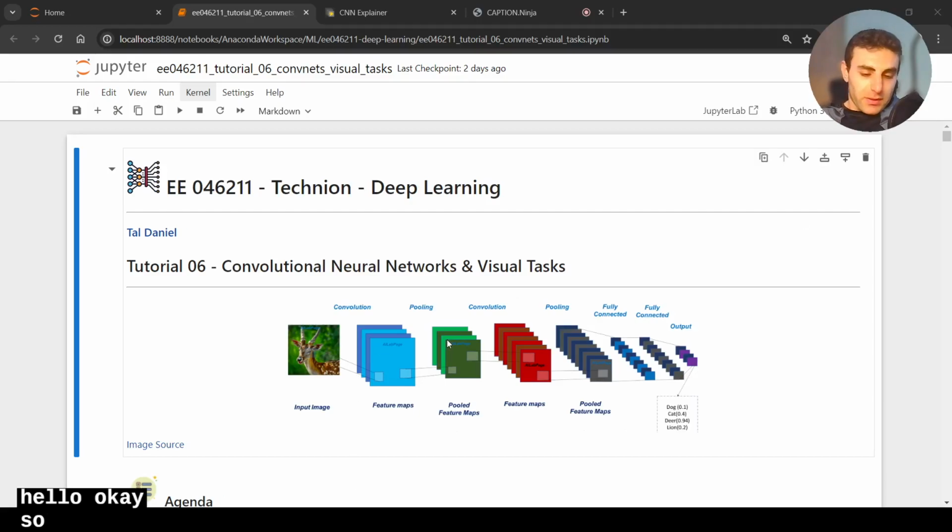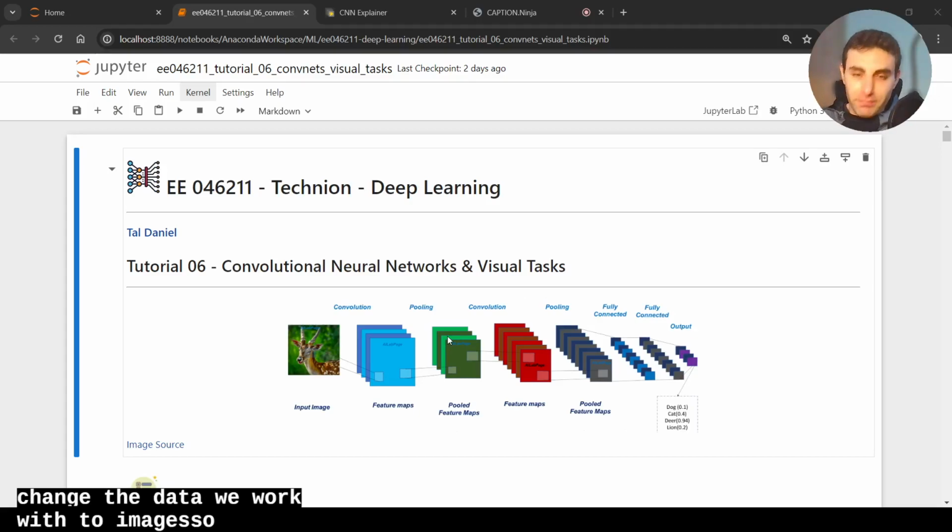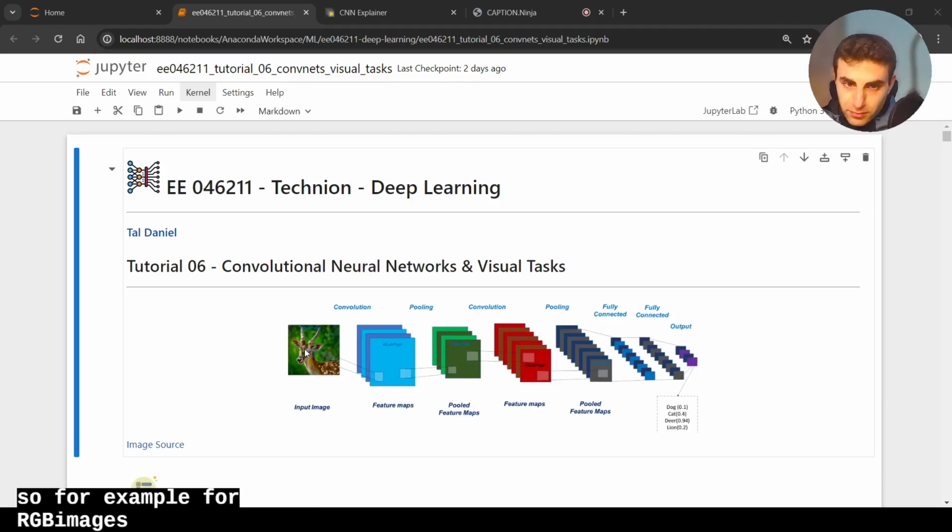So we are now going to change the data we work with to images. Image data is 2D. Basically, we have the height and width of an image, but we also have the channels dimension. For example, for RGB images, the number of channels is 3: red, green, and blue. And so our tensors are going to be 3D, because we also have the batch dimension and the channel dimension.